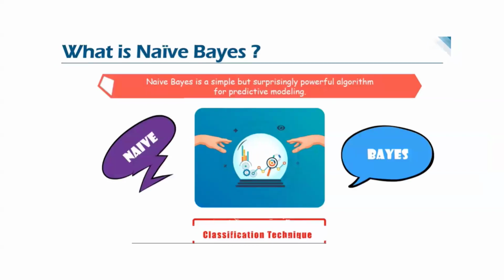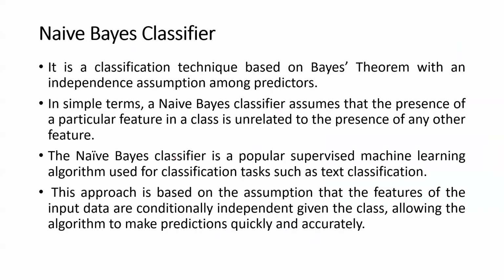Here in Naive Bayes, we need to discuss two terminologies, that is, what is this Naive and what is this Bayes. We already know Bayes theorem, so it is derived from Bayes theorem. That's why one name was Bayes. But what is this Naive? What is the new thing in this Naive Bayes algorithm compared to the Bayes theorem? It is a classification technique based on Bayes theorem with an independence assumption among predictors.